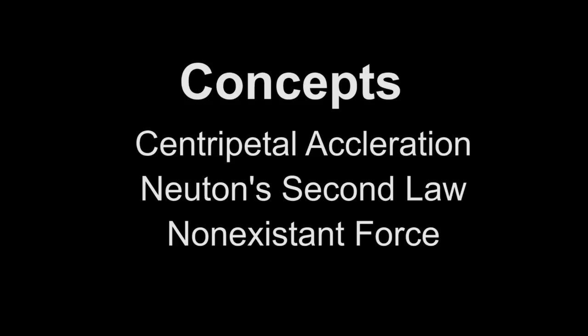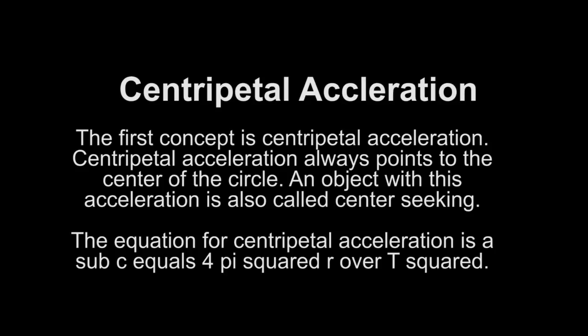Three concepts in circular motion are centripetal acceleration, Newton's second law of circular motion, and non-existent force. The first concept is centripetal acceleration. Centripetal acceleration always points to the center of the circle. An object with this acceleration is also called center-seeking. The equation for centripetal acceleration is a sub c equals 4 pi squared r over t squared.